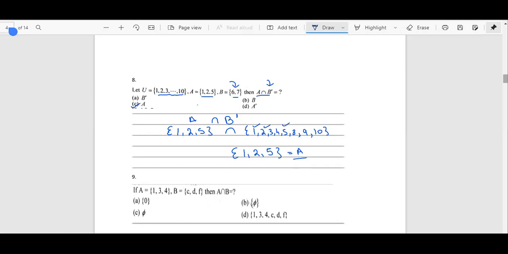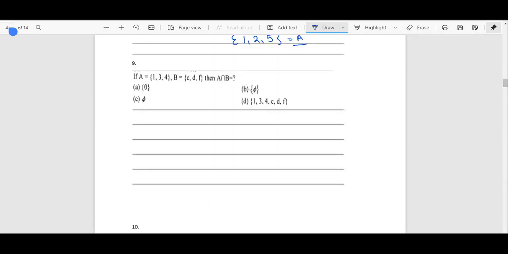Okay, we are done with this. Now let's talk about the ninth question. We have A equals 1, 2, 3 and B is C, D, F. We have been asked to find A intersection B. In intersection, we look for the common things, right? Here we have numbers and there we have alphabets, so nothing is in common, which means we are going to get the null set, that is the empty set. So this is how we define it. So C is the answer.